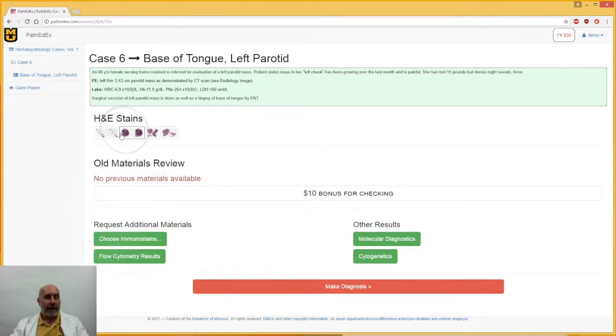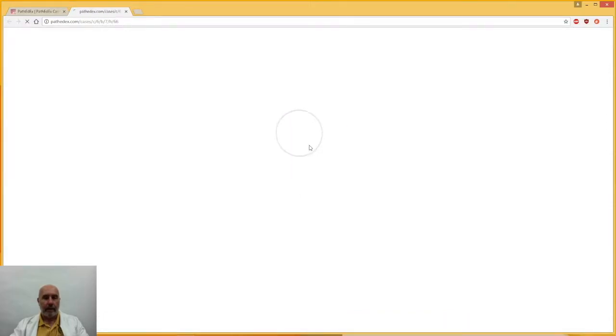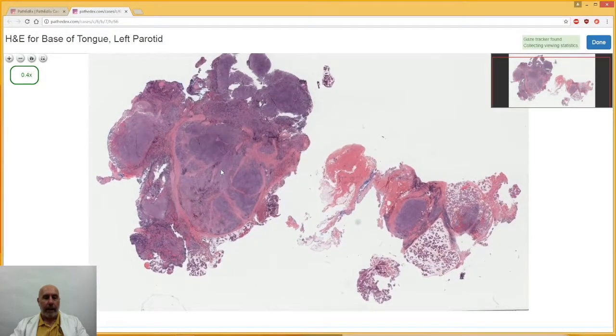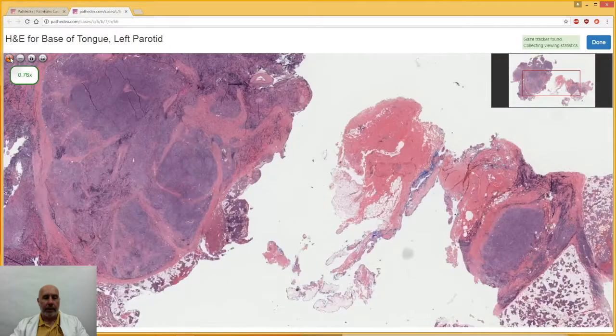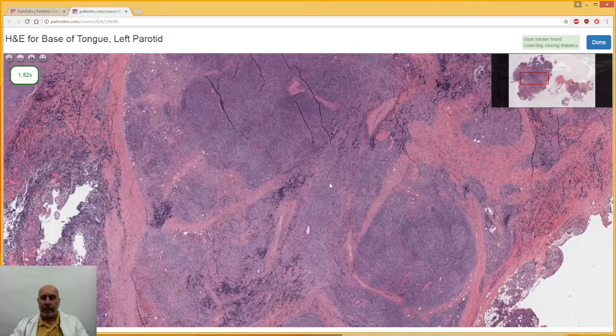So we're going to go back to the H&E stains here. And we have 4 slides here. We're going to pick one. And these are whole slide images that are scanned. You can move the whole slide around and, of course, zoom in and zoom out as you want, and move around just like you might drive it on a microscope.